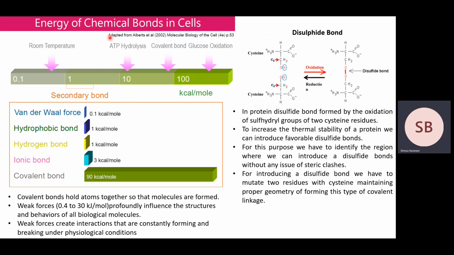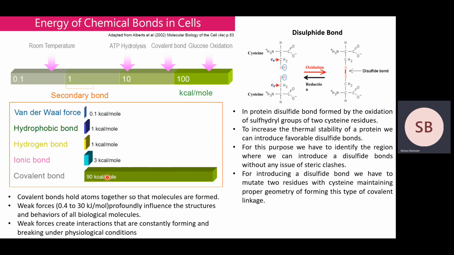So there are many different kinds of bonds that can stabilize a protein. The van der Waals forces contribute about 0.1 kilocalorie per mole. The hydrophobic bond has an energy of 1 kilocalorie per mole, similar to the hydrogen bond, which also has 1 kilocalorie per mole. The ionic bond energy can be up to 3 kilocalorie per mole, and the strongest is the covalent bond, up to 90 kilocalorie per mole.